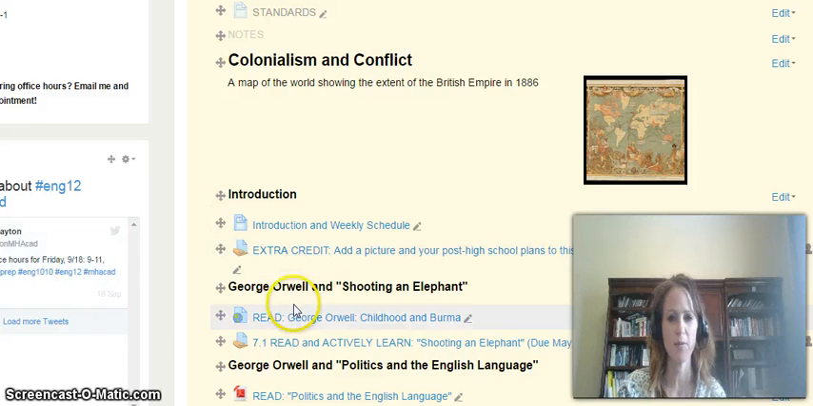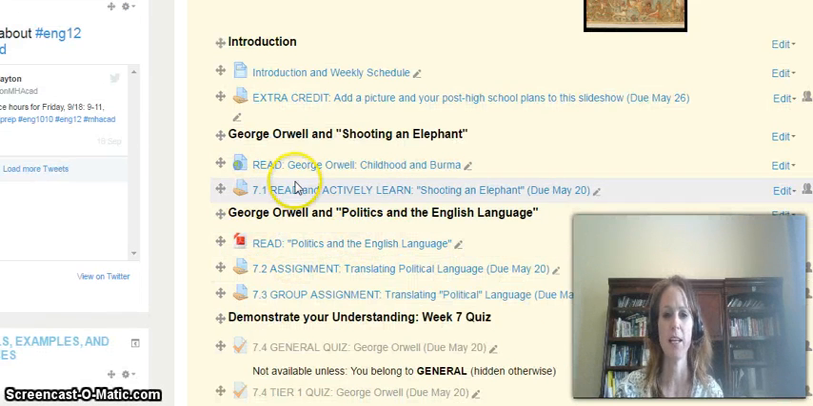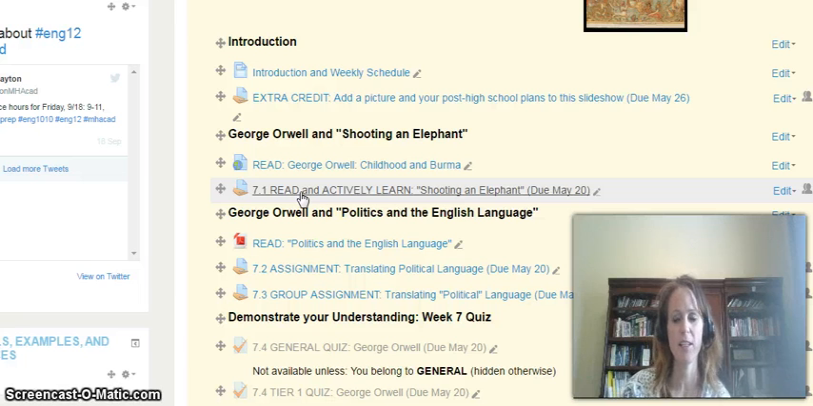Okay, so the first thing we're going to do this week for the reading is to read about George Orwell and his childhood in Burma. And then you're going to read in Actively Learn Shooting an Elephant and do just what we've been doing this quarter. You're going to answer the questions, look at the notes, and add your own highlights, notes, and comments.